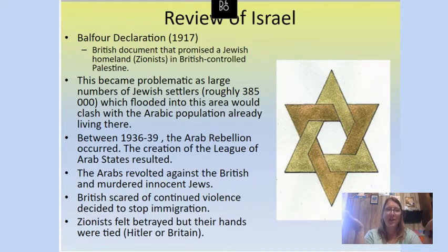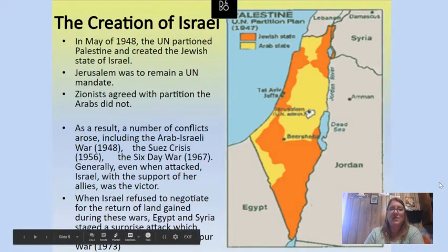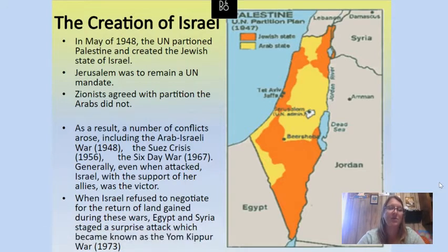So where do they have to go? The Zionists, these homeland Jewish people, feel betrayed, but they're between a rock and a hard place. It's either Hitler and what he wants to do with the Jewish people, or it's Britain, who's supposed to be letting them in, but now will not. What do they do? Where do they go? So that's a little background as to what led to the United Nations and their partition plan, which actually creates the state of Israel.